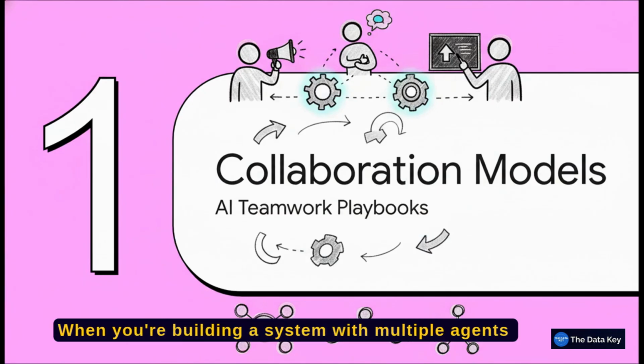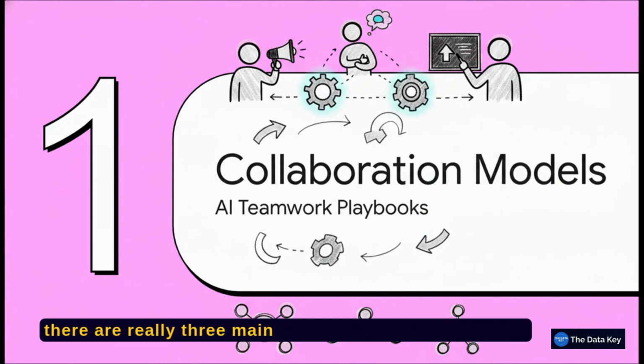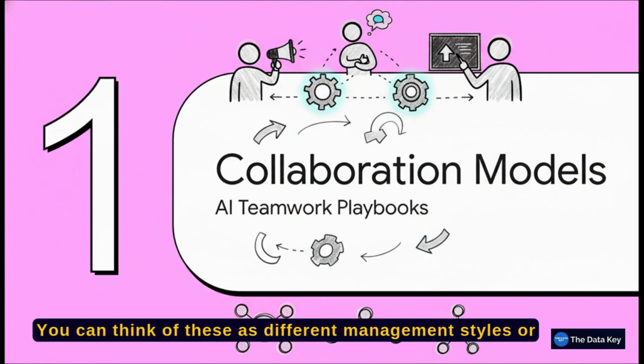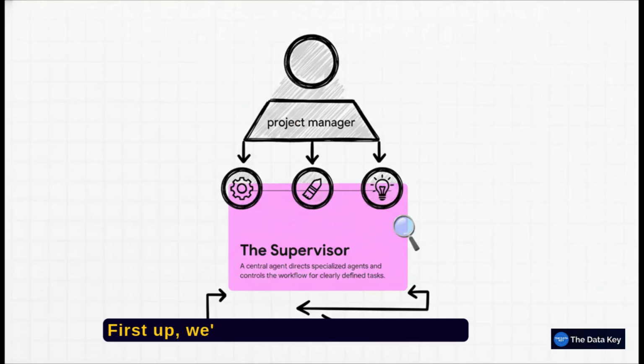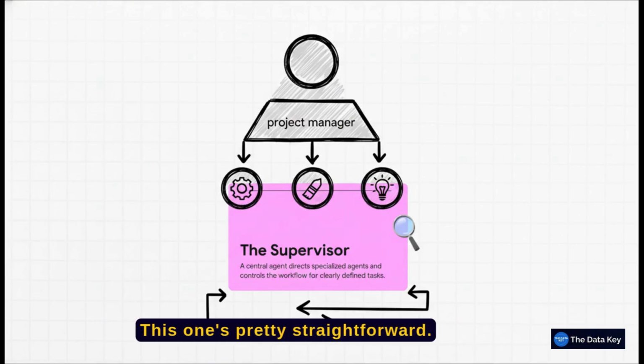When you're building a system with multiple agents, there are really three main ways to get them to interact. You can think of these as different management styles or playbooks for your AI team. First up, we've got the Supervisor model. This one's pretty straightforward. It's your classic top-down hierarchy.